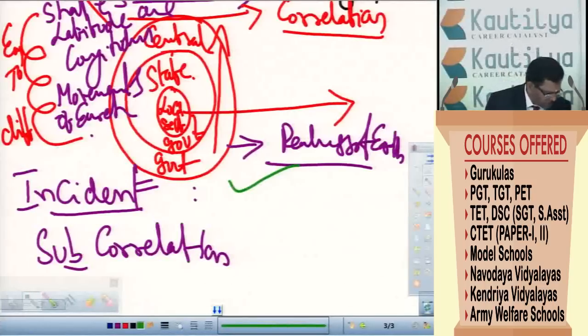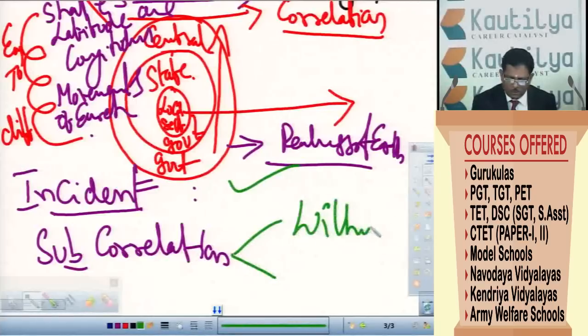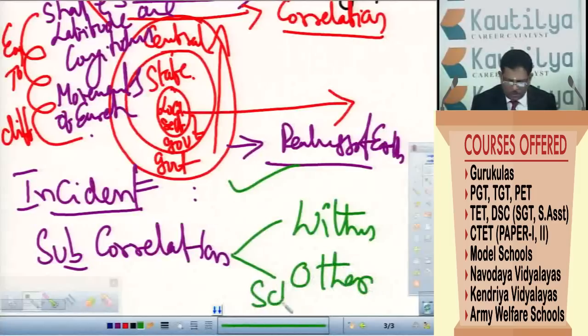And subject correlation means correlation within the subject of social studies: geography along with history, history along with polity, polity along with economics. That itself can be defined as subject correlation, or correlation within the subject. Within the subject means the present subject is social sciences, or correlation of social studies with other school subjects. With other school subjects means how social science is correlated with physical science, with natural science, biology, and with mathematics. That type of correlation can be defined as subject correlation.